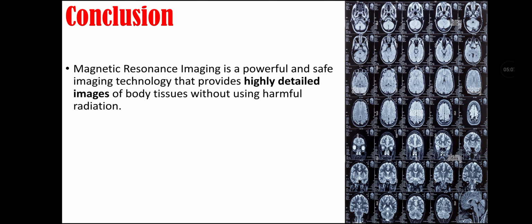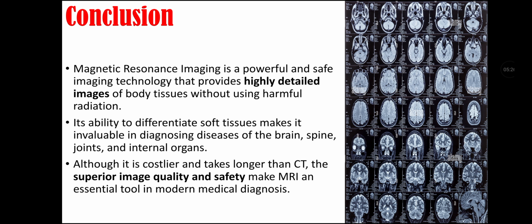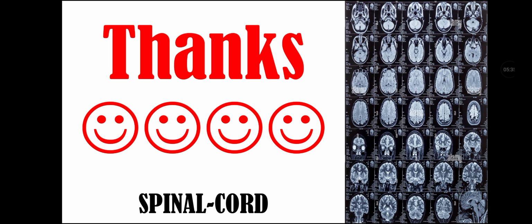Conclusion of this lecture video. MRI is a powerful and safe imaging technology that provides highly detailed images of body tissue without using harmful radiation. Its ability to differentiate soft tissue makes it invaluable in diagnosing diseases of the brain, spine, joints, and internal organs. Although it is costlier and takes longer than CT, the superior image quality and safety make MRI an essential tool in modern medical diagnosis. And this was all about magnetic resonance imaging.